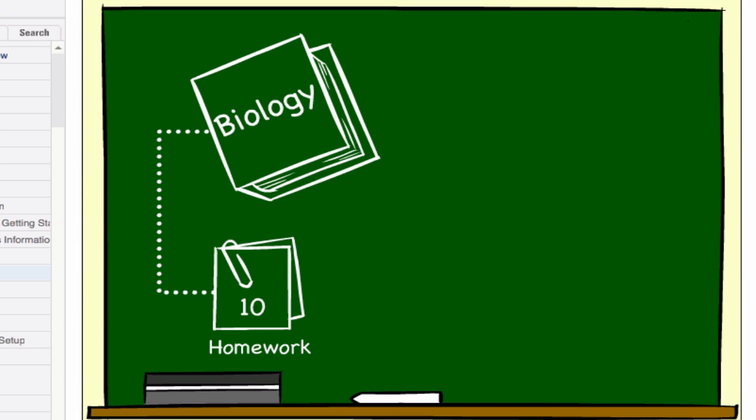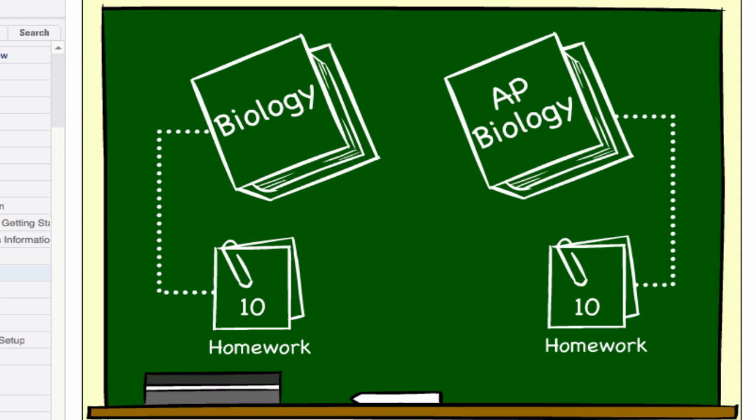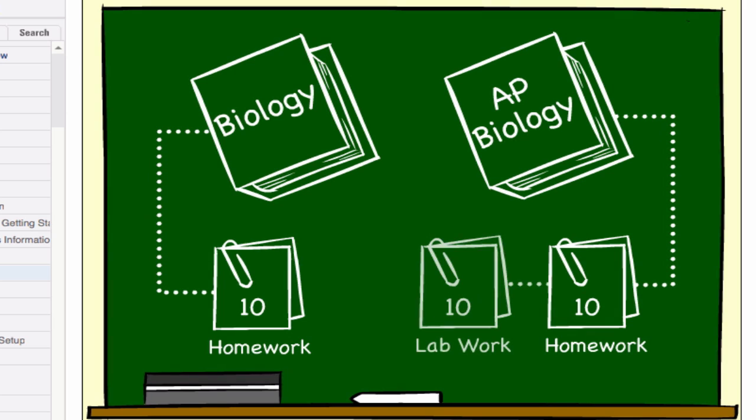It's a couple weeks into the school year, and you realize that your AP Biology class needs to be set up in a different way from your general biology classes. Your AP students are required to do weekly lab work assignments, so you'd like to create a new assignment category called Lab Work. Additionally, homework assignments in all of your classes are usually worth 20 points, so you'd like to edit the default points possible setting on the homework category.